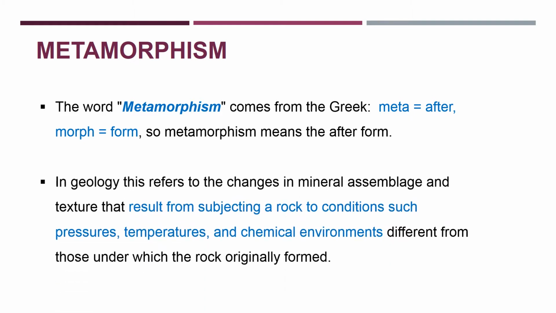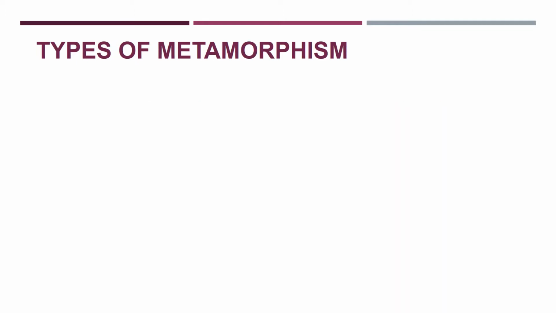The change in mineral assemblage and texture results from subjecting a specific rock to specific conditions such as pressure, temperature, and chemical environments. There are several types of metamorphism as a process.